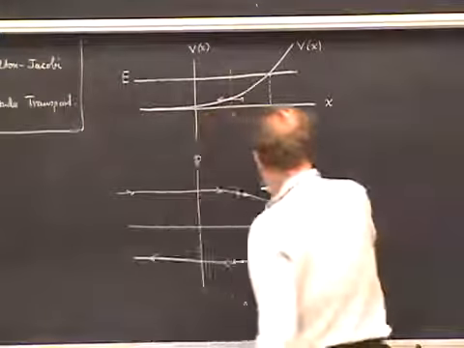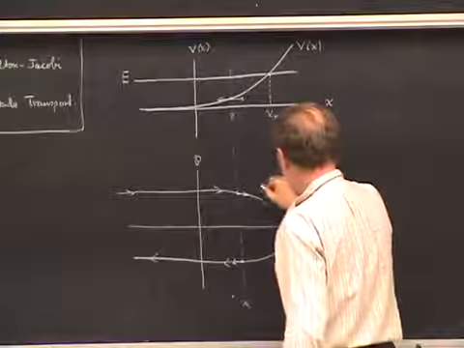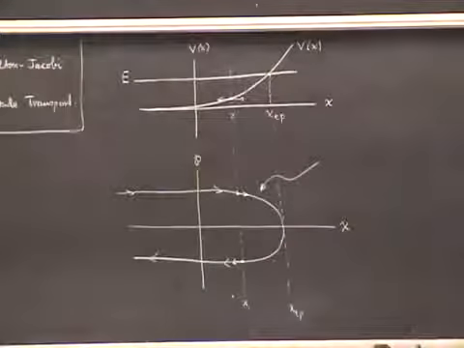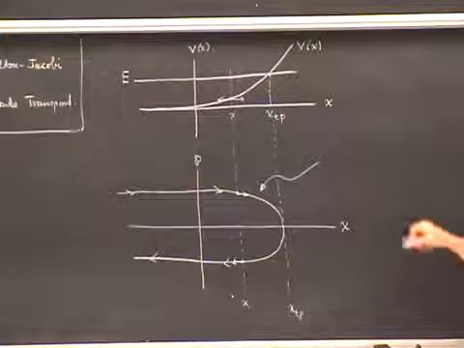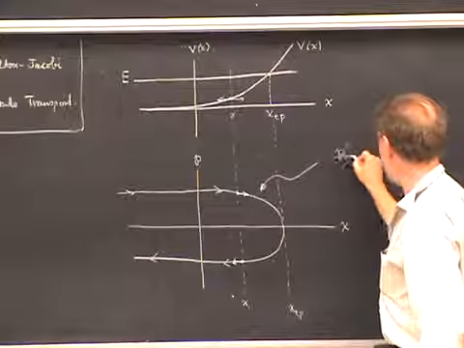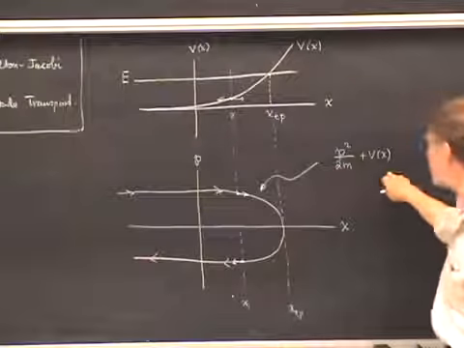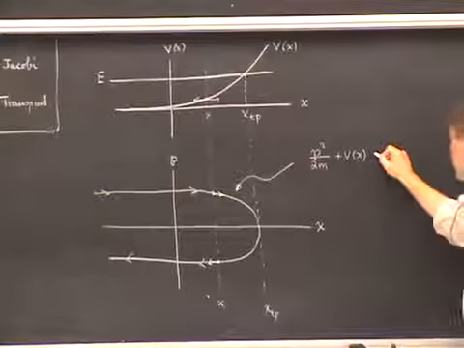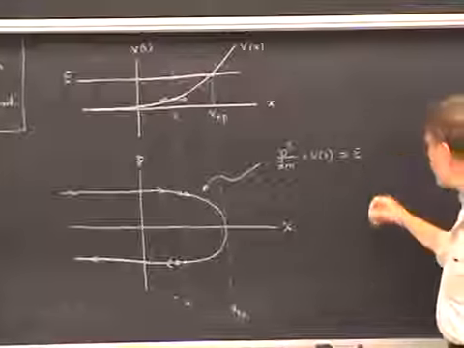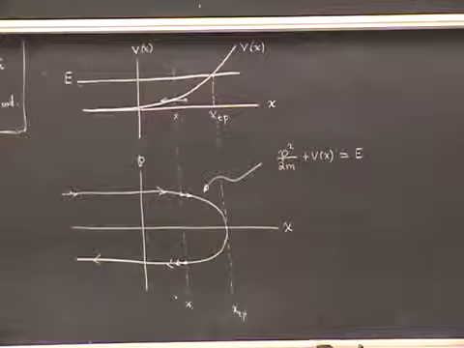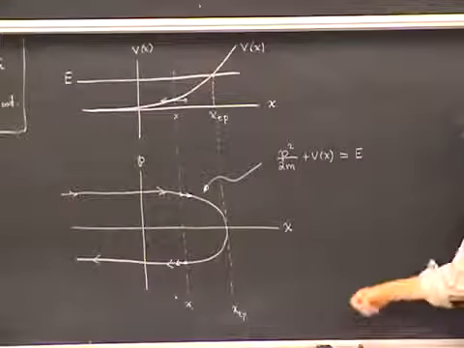Now, this curve in phase space, what is the equation of this curve? The answer is it's just given by conservation of energy. If we write down the total energy of the system, which is p squared over 2m plus V of x, this is now the classical energy. Setting it equal to the total energy, which of course is conserved, you get an equation for a curve in the xp plane, and it has to be the orbit.